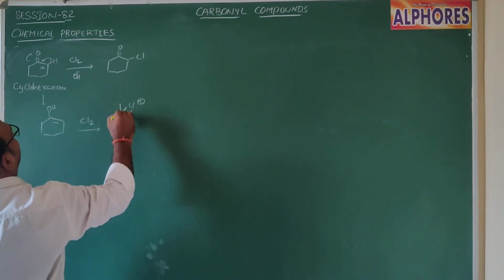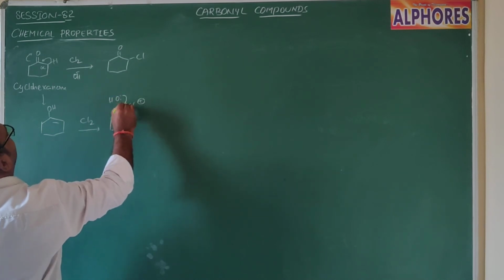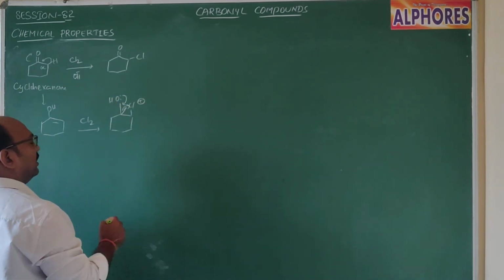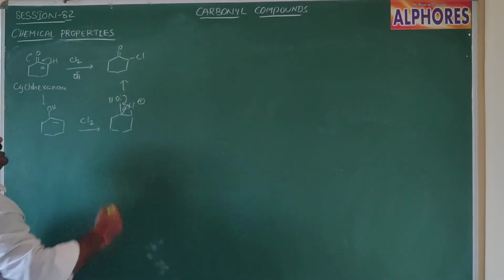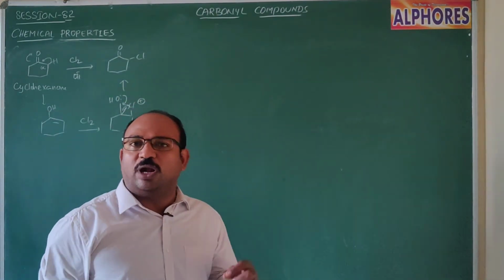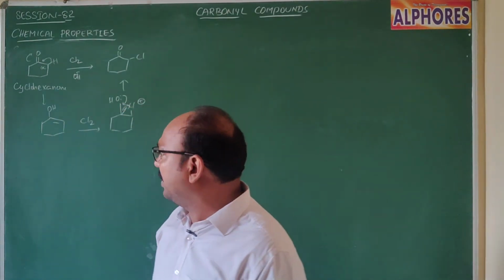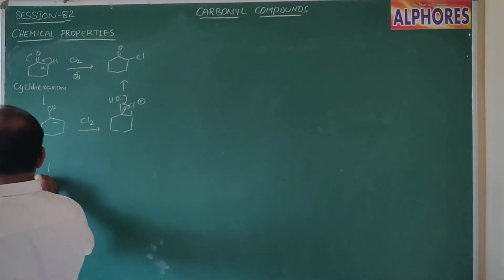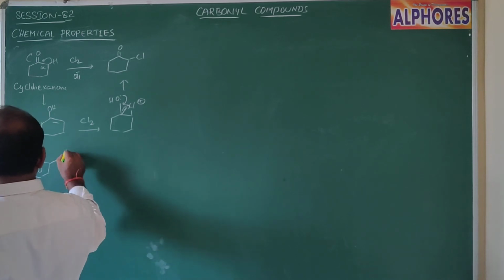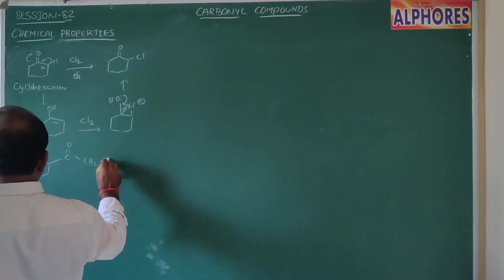Cl plus and OH, and now this one gives electrons and this one turns. So here what happened? The final product is this one. That means if we do not have 3 alpha hydrogens, even then substitution takes place, and I am going to consider ethyl phenyl ketone, C double bond O, CH2, CH3.